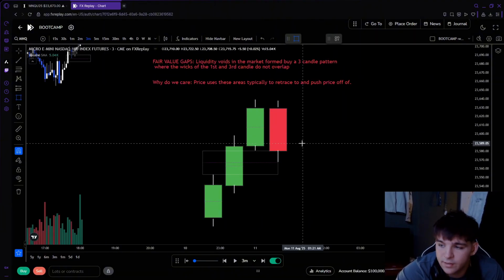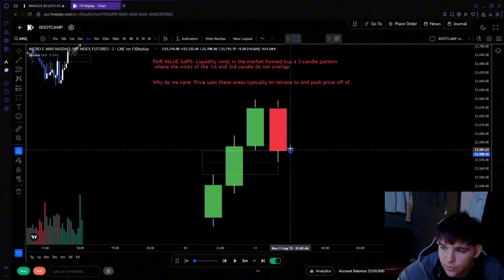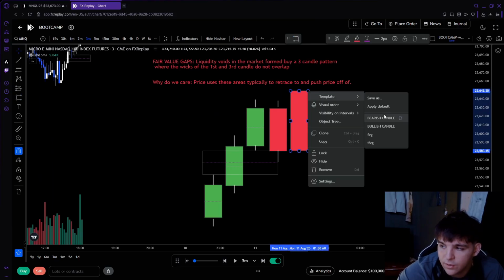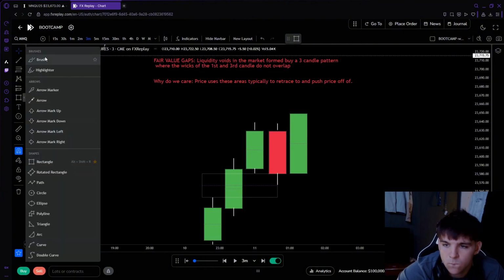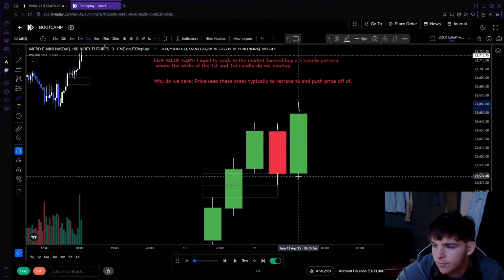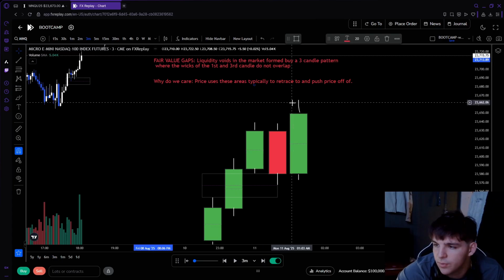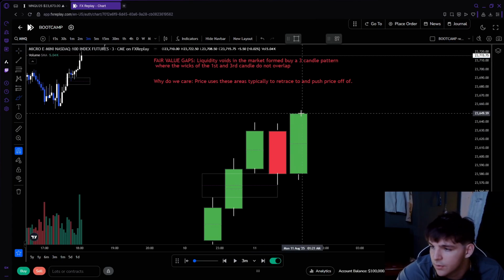What we're looking for is us to tag into it, and then for us to then, I'm going to make it green so it's easier. Something like this. It's not going to look the most beautiful in the world. I'm not an artist, but you get the point.